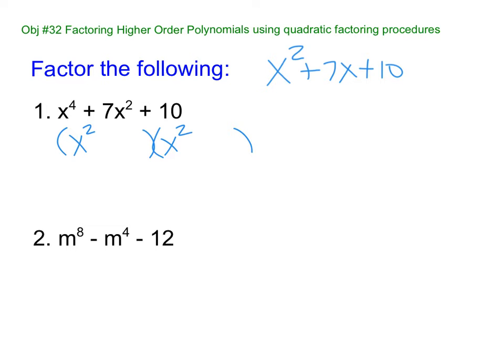And then when we FOIL this out, right, 2 and 5 multiply to 10 combined to 7. When we multiply this out, we get x to the fourth, 5x squared.